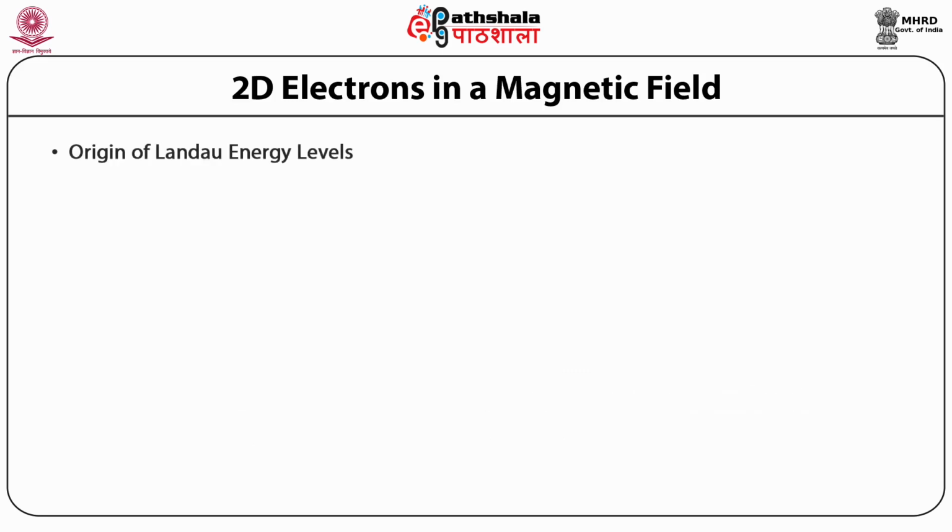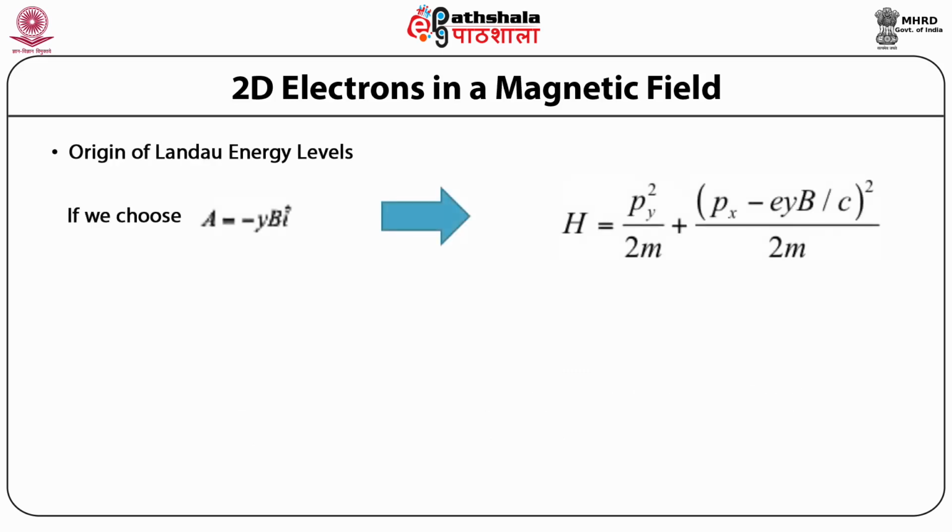Now, continuing with the origin of the Landau levels, let us suppose that we choose the vector potential A equal to minus yB i. Of course, A is found from the expression we had given in the previous slide, that is, B is equal to del cross A. That is how we find it. So we choose A like this, and the Hamiltonian reduces to this expression.